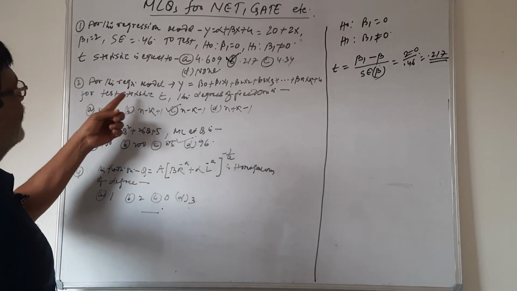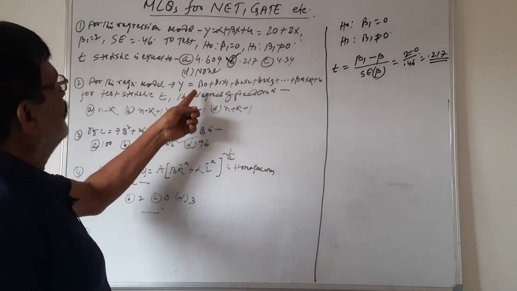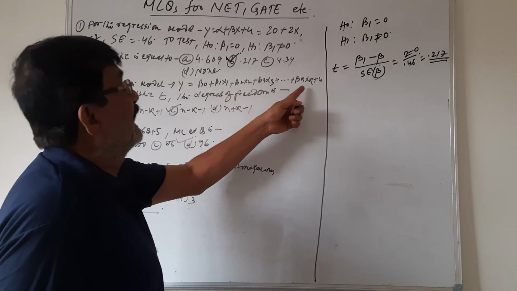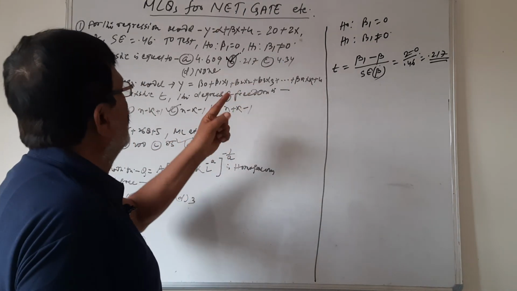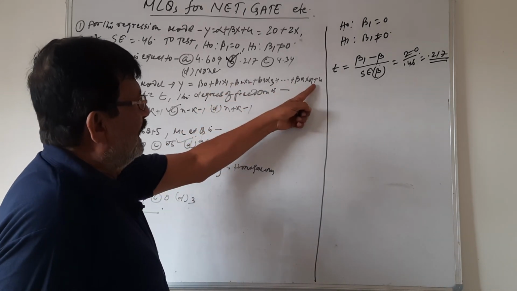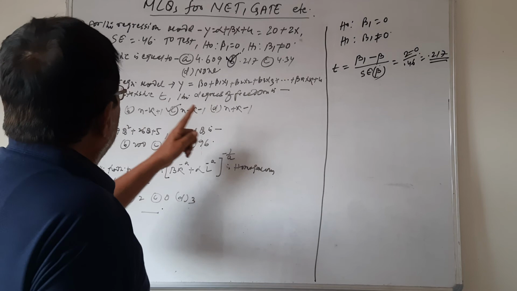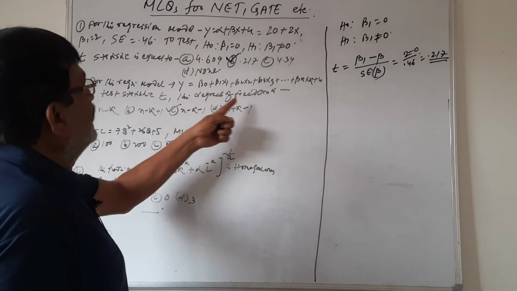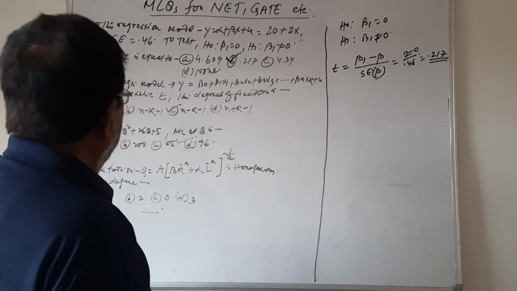Number 2, for the regression model y = beta 0 + beta 1 x1 + beta 2 x2 + beta 3 x3 up to beta k xk + u, the number of independent variables is k. It has been asked what the degrees of freedom would be for the test statistic t.